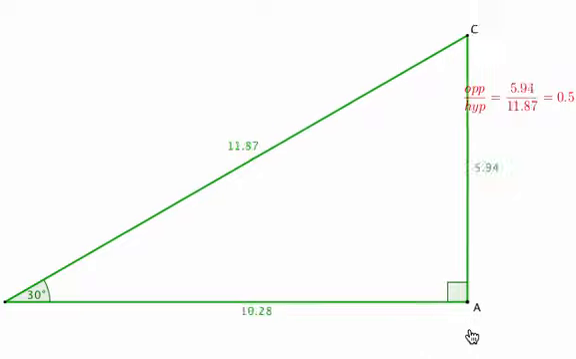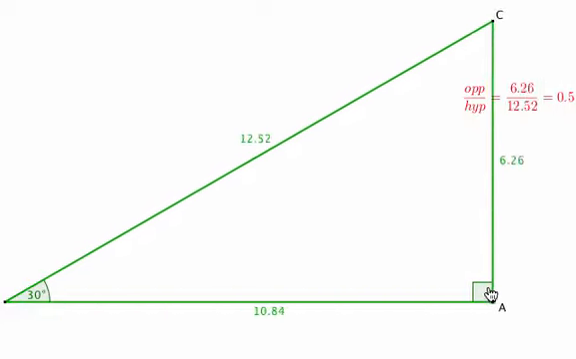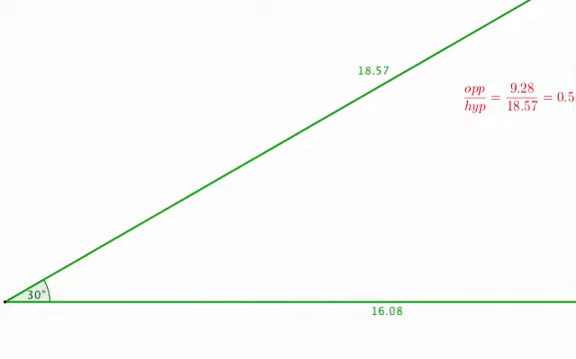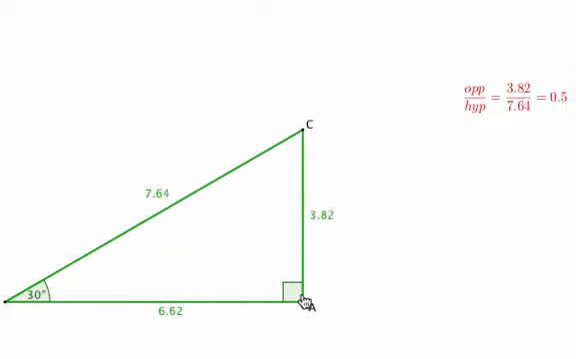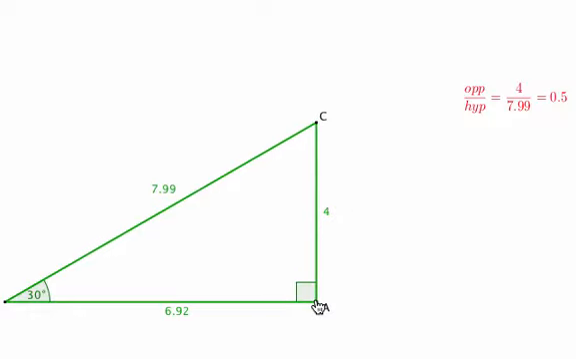See how the ratio doesn't change. No matter how big or small I make the triangle, this opposite over hypotenuse, the fraction, the ratio, is always 0.5 or a half. Now this is true of any triangle that has a 30-degree angle. You could say that for any 30-degree angle, the ratio of opposite over hypotenuse is always equal to a half.